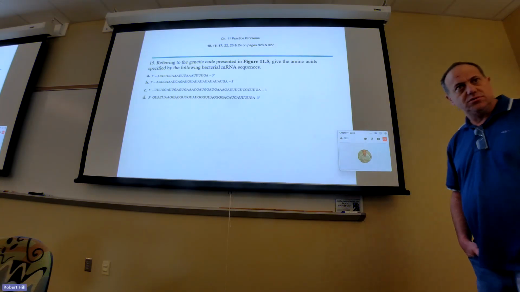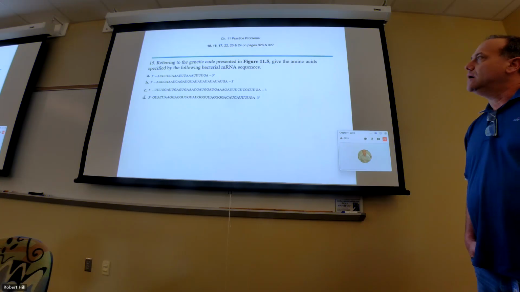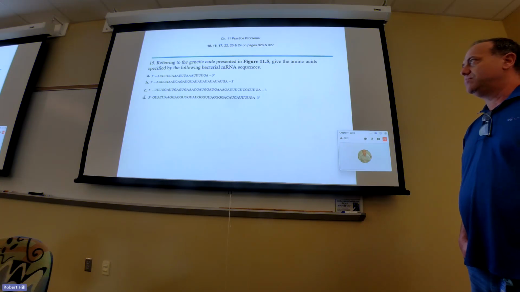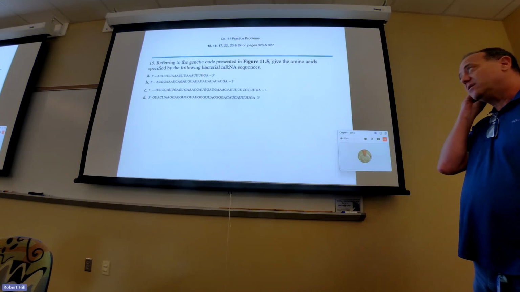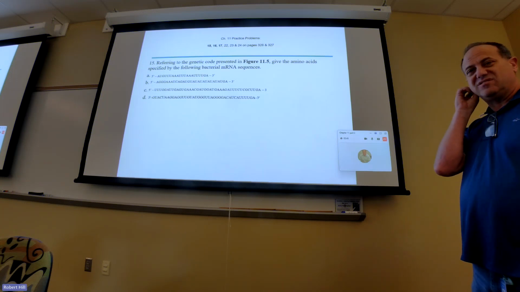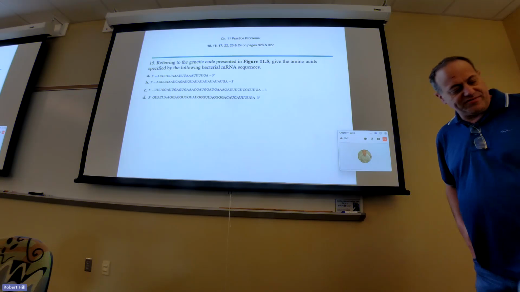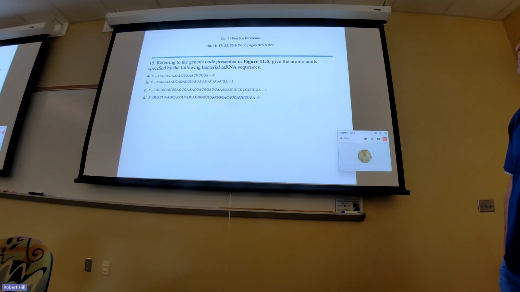Four codes, right? It's giving it to you 5' to 3'. So what are we looking at here? DNA or RNA? mRNA, right? Because there's U's in it. That's the train of thought I want you to take when you start seeing these problems. So first, identify what kind of nucleic acid it is. And then it's asking, what are the amino acids specified by the following mRNA sequences?